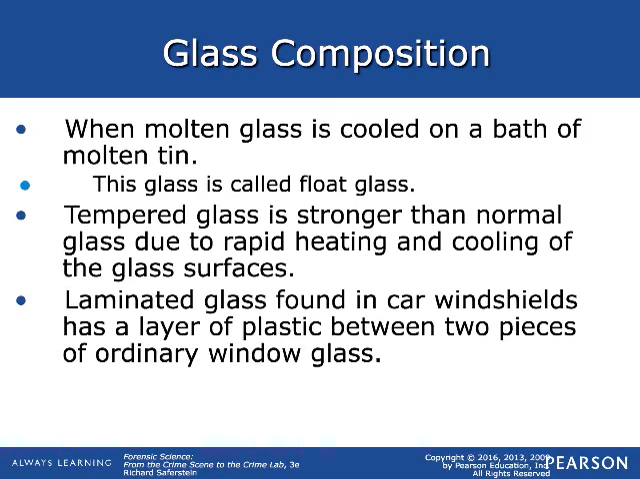So, when molten glass is cooled on a bath of molten tin, that's called float glass. Tempered glass is stronger than normal glass, and that's because it's heated and cooled really fast. And then laminated glass is what's in car windshields, and it's a layer of plastic between two pieces of ordinary window glass. So there's just different kinds of glass: float glass, tempered glass, and laminated glass.